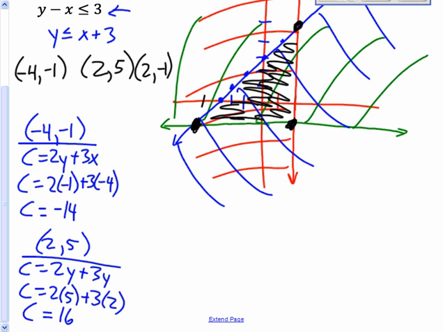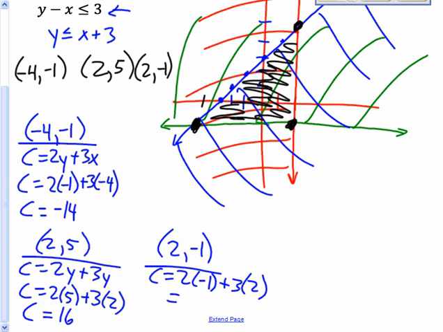16, and then 2, negative 1. 2 times y plus 3 times x. So negative 2 plus 6, looks like we got 4 here. Okay, so it looks like our maximum here is right there, 16. That's our max value for that objective function, isn't it? It's bigger than that negative 14 or that 4, and it occurs at 2, 5.